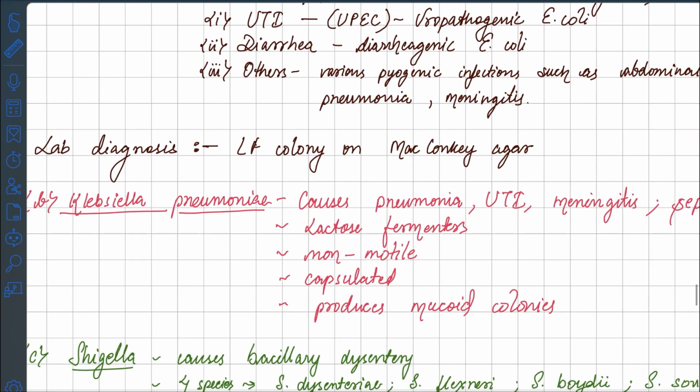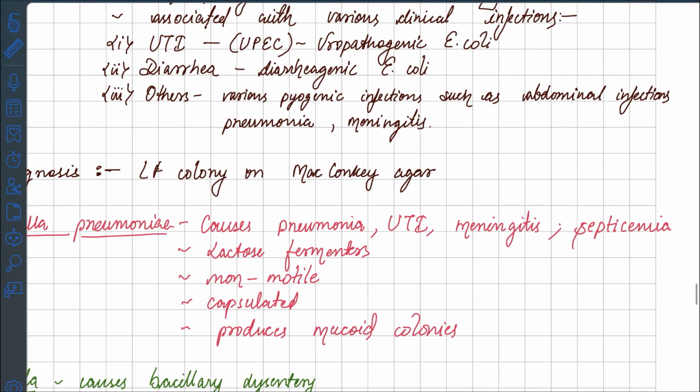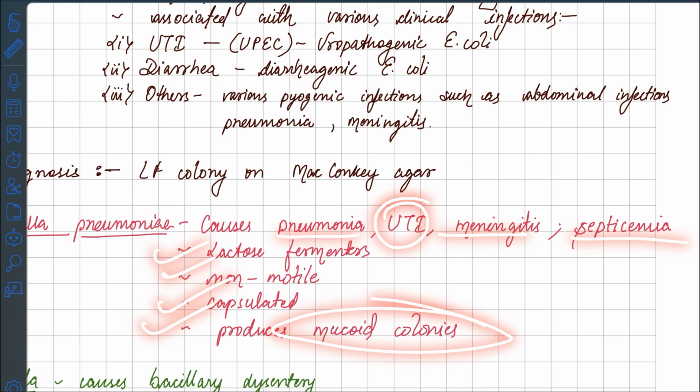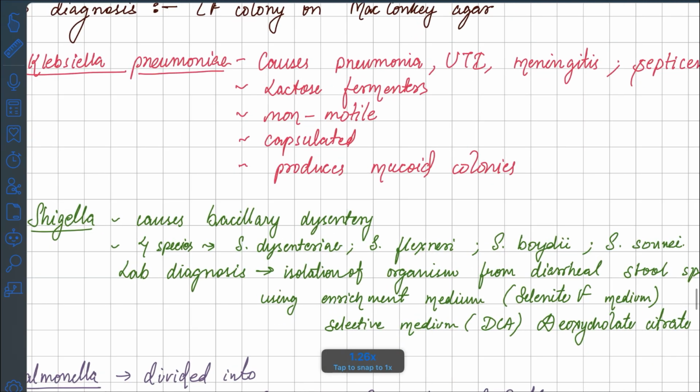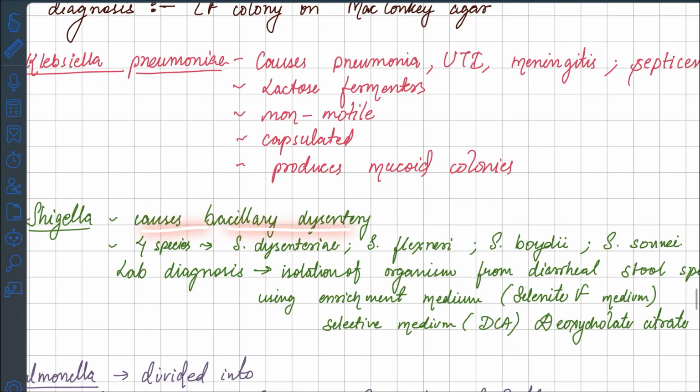The second one is Klebsiella pneumoniae. It can cause pneumonia. It is also one of the causes of UTI, meningitis, septicemia. It is lactose fermenter, non-motile, capsulated, and produces mucoid colony. The third one is Shigella. It can cause bacillary dysentery. It is one of the most important causes of bacillary dysentery.